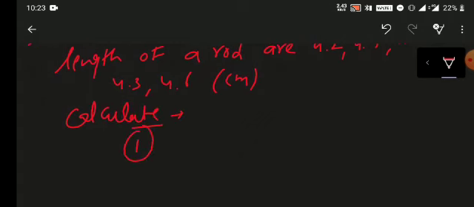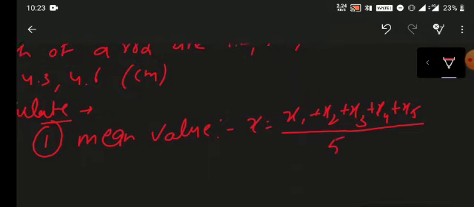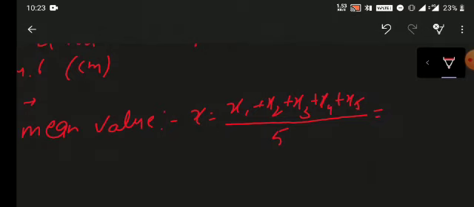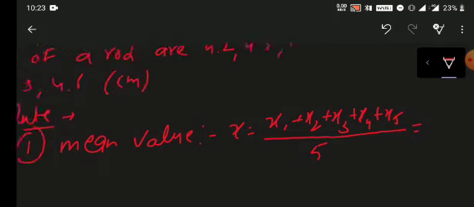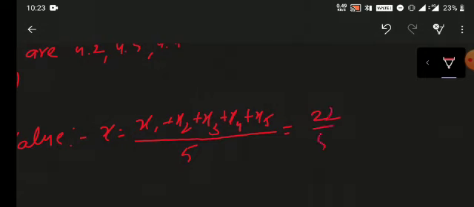First of all, you have to find the mean value. How can you find the mean value? The mean value is the sum of all the values, x1 plus x2 plus x3 plus x4 plus x5, divided by the number of times the measurement is repeated. The number is repeated 5 times, so it means divided by 5. So add everything up. The added-up value is 22. So 22 divided by 5, the answer would be 4.4. This is the mean value.